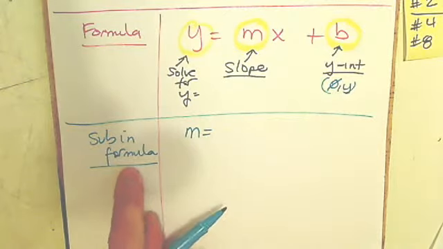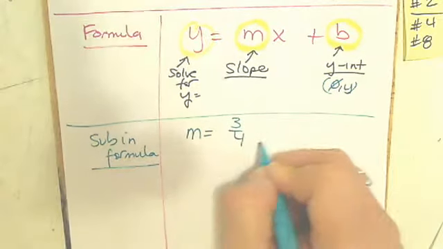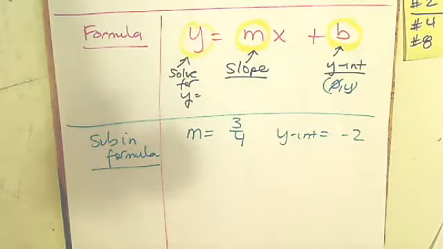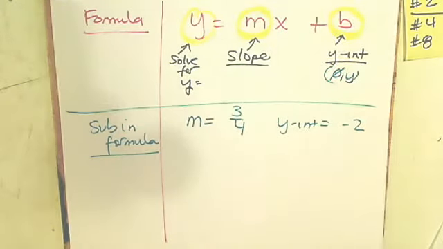So the first part of your homework will ask you to write an equation. Substitute in the formula. If they tell you the slope is 3/4 and the y-intercept is -2, how do I write my y equals? How do I write the equation for a line using only what they tell us? What do I substitute in?